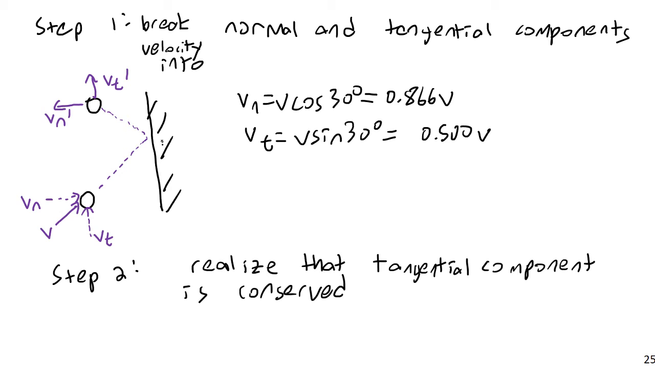So it can exert a force in the x direction, but it cannot exert a force in the y direction. It is a frictionless wall. So there can be a horizontal exchange or a normal exchange of momentum between the wall here and the ball, but there can't be any tangential exchange. It's going to simply slide off. So from this, I can say that Vt prime equals Vt, or will be simply equal to 0.500 times V.